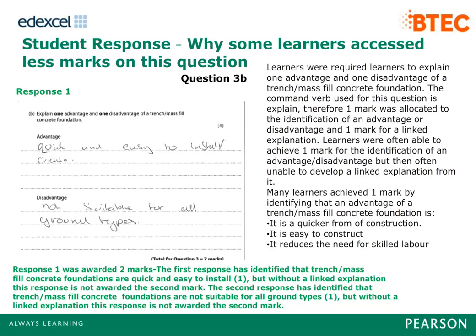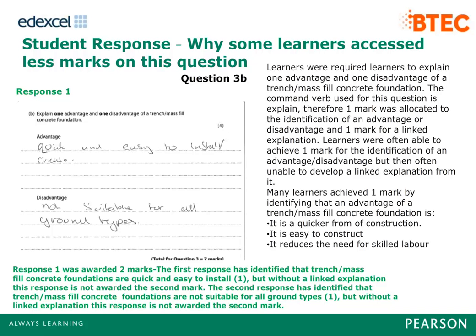Question 3b required learners to explain one advantage and one disadvantage of a trench or mass-fill concrete foundation. The command verb used for this question is explain. Therefore, 1 mark was allocated to the identification of an advantage or disadvantage, and 1 mark for a linked explanation. Learners were often able to achieve 1 mark for the identification of an advantage or disadvantage, but were then unable to develop a linked explanation from it.